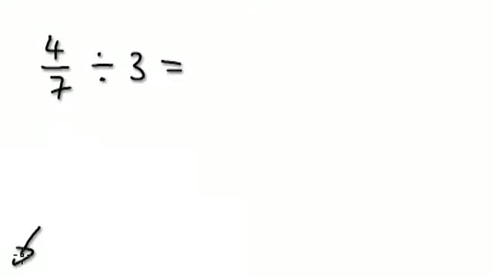Let's say 4 over 7 divided by 3. What is that? So press pause and have a go. Now we are dividing, so it gets multiplied to the bottom. So the answer would be, the top stays the same, 4, and then 3 times 7, that would be 21. So the answer would be 4 over 21.